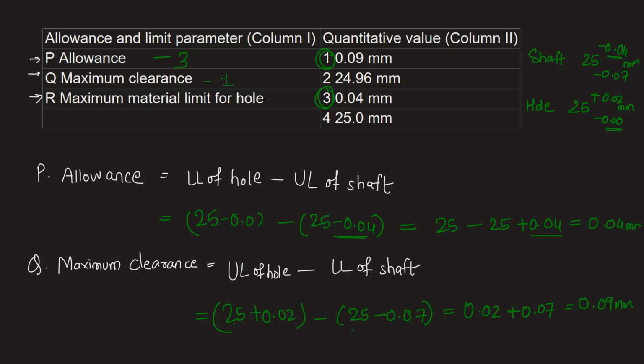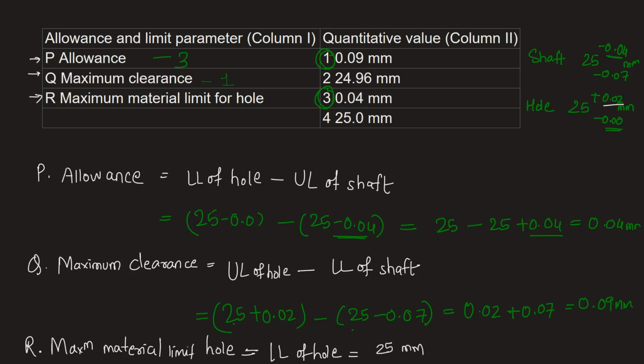Let's find it for R now. R is maximum material limit for the hole. This is simple. Maximum material limit is nothing but the lower limit of the hole. In this particular question you can take a hint from the given options also, because even if you make a mistake of taking the upper limit, there is no option here with 25.02 millimeter. So it has to be the lower limit of hole, which is 25 millimeter itself, because the lower limit of tolerance is 0.00 itself. So R matches with 4 here in column 2.